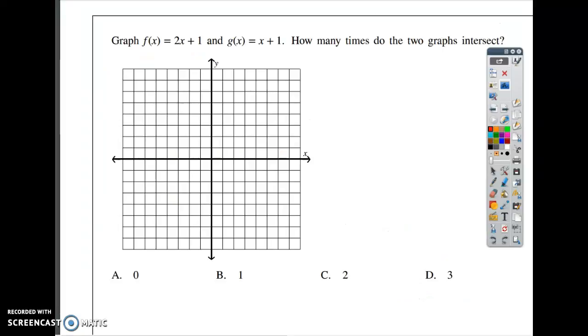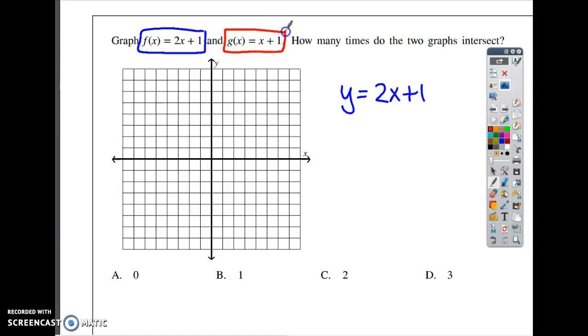Okay, this question is from the other packet that I left, and most of these are exactly the same. You're going to have to do the same thing with all of them. They already gave you the equations. Y equals, remember this is y equals 2x plus 1. And y equals x plus 1. Okay, now if you remember something, what's going to happen when the slopes are different? How many solutions is it going to have?